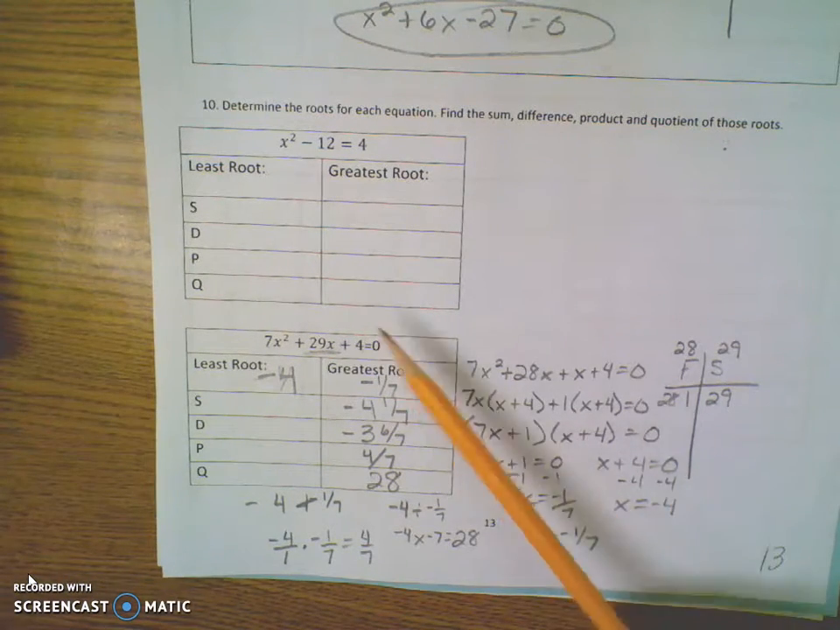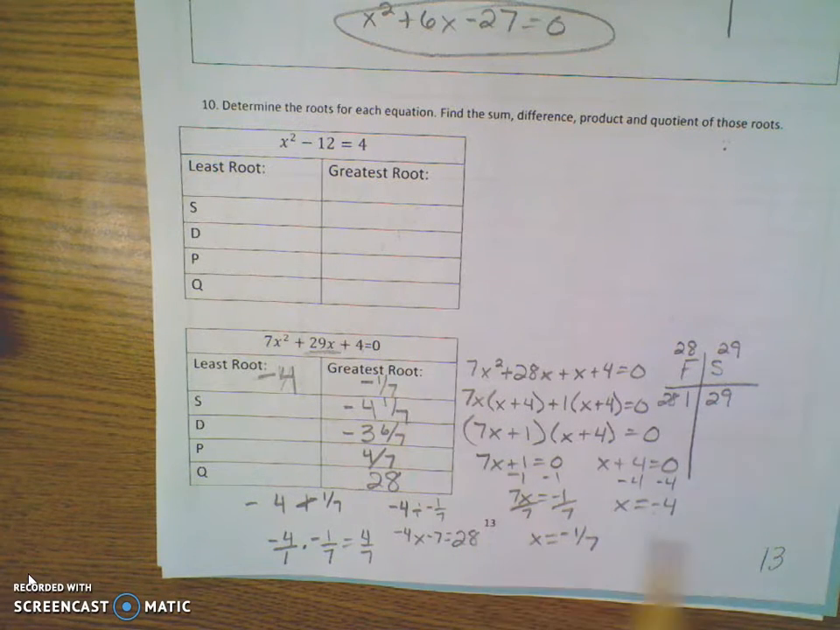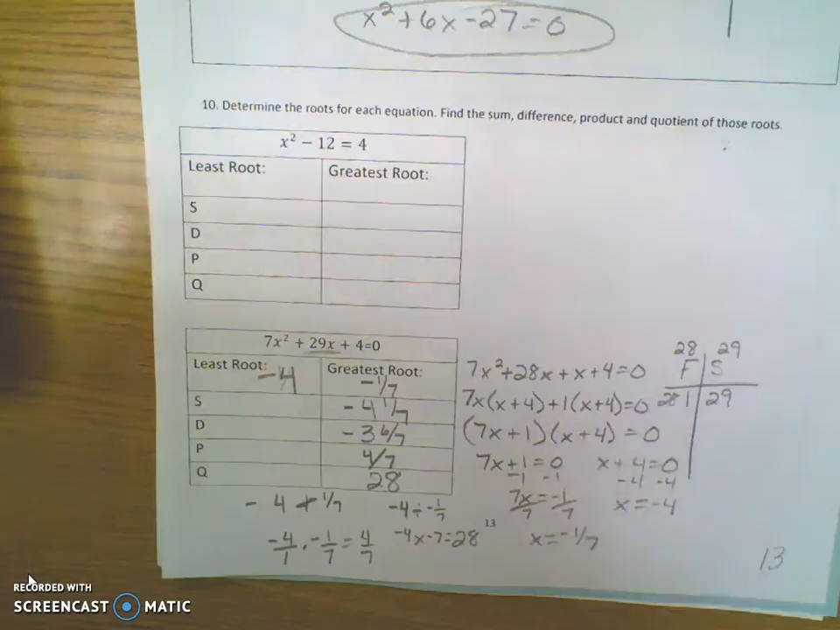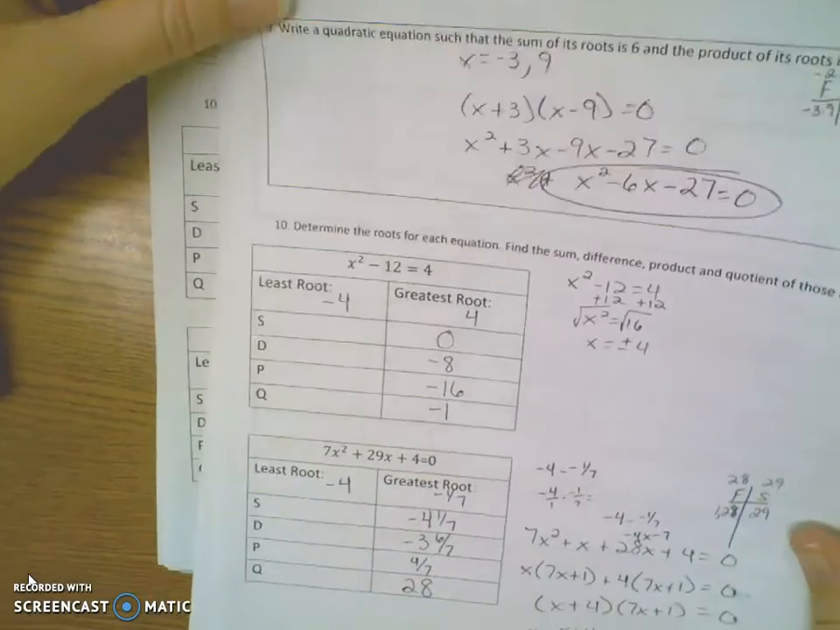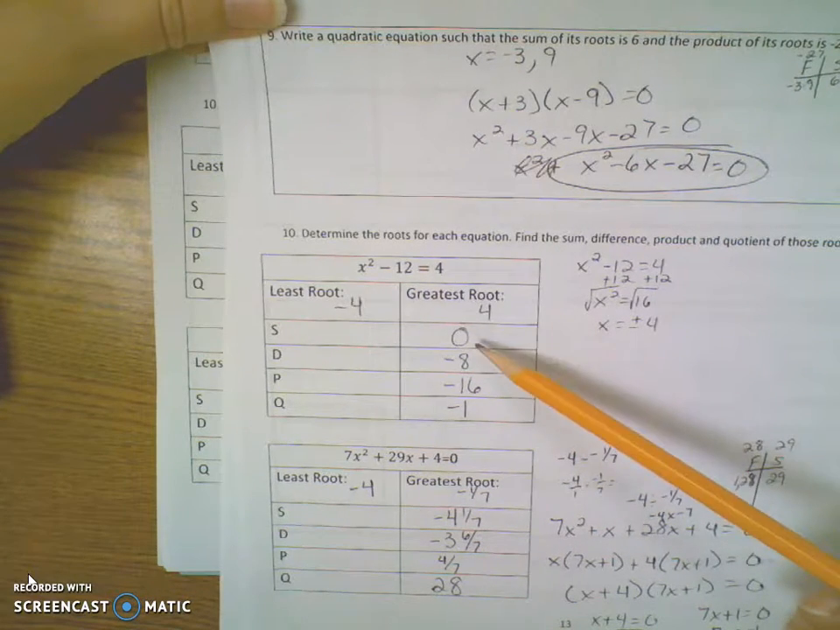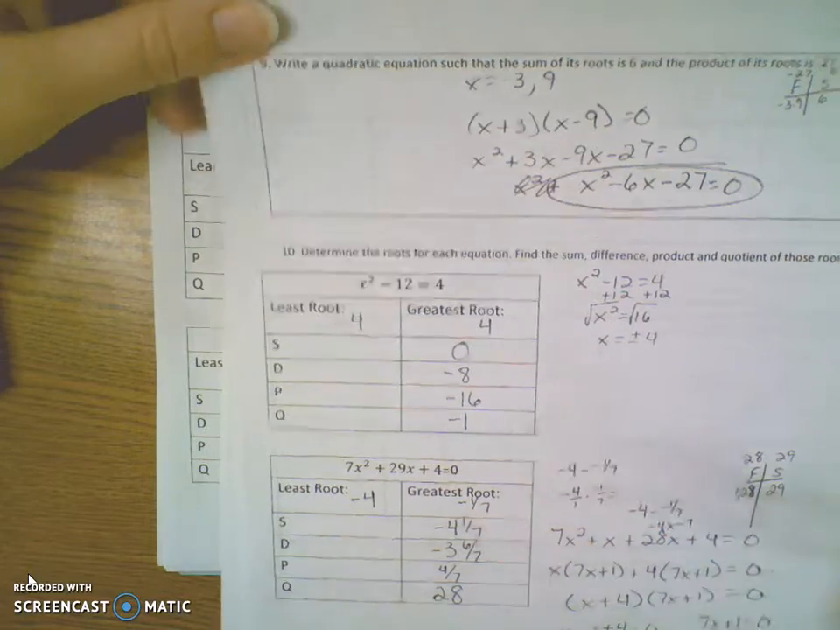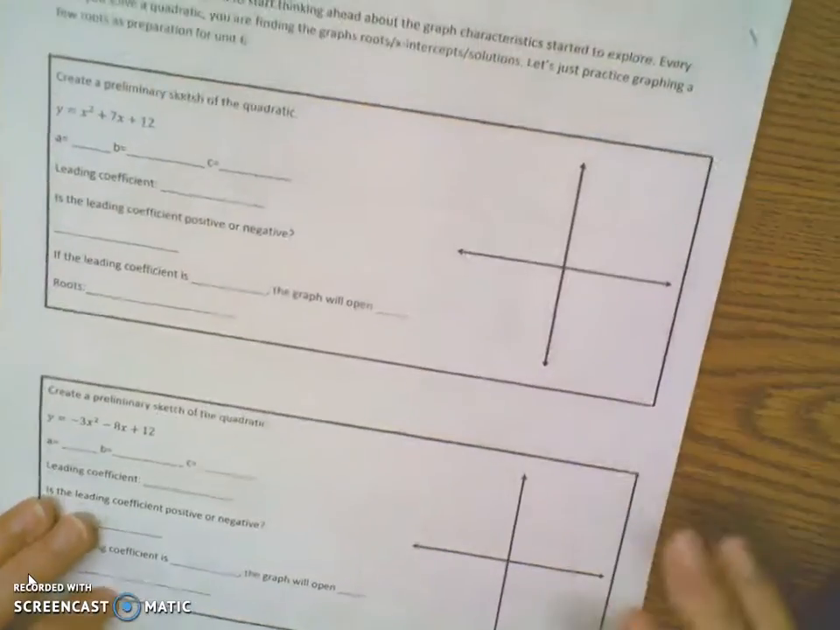Okay, you guys pause the video and go ahead and try the top one there, which is a little bit easier. Okay, here's the answer for the top one. So least root -4, greatest root 4, 0, -8, -16, and -1. Okay, moving on to the back page.